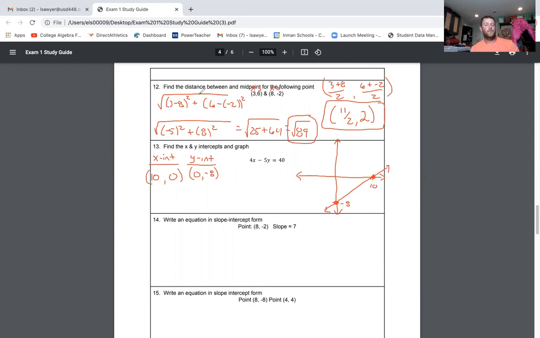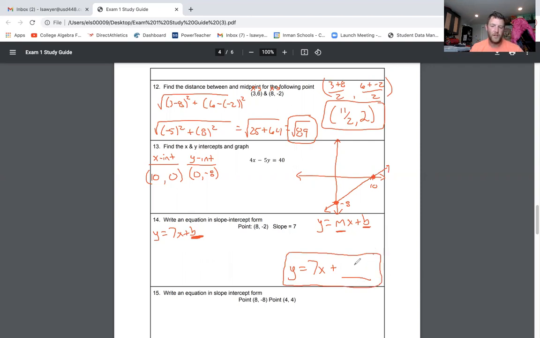All right, 14. Write an equation in slope-intercept form. Okay, so slope-intercept form is y is equal to mx plus b, where m is your slope, that b is your y-intercept. Well, I know slope is 7, so I can go ahead and plug that in. Y is equal to 7x plus b. And then they give you a point, x, y. All I need to finish this is that b value. So I'm going to go ahead and write this out. Y is equal to 7x plus something. Okay, and this is going to be my answer.